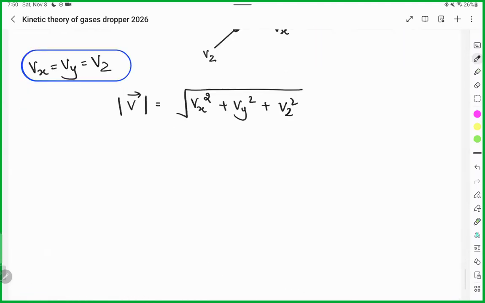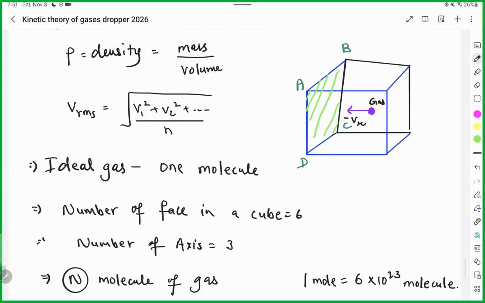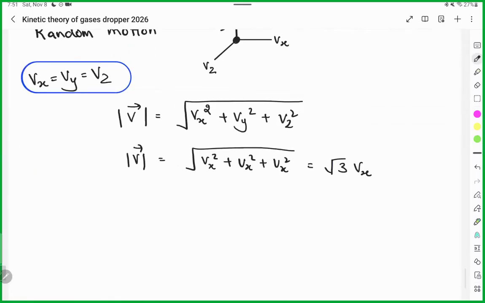Any doubt? So in this case, when Vx, Vy and Vz are the same, can we say the average velocity will be Vx square plus Vx square plus Vx square, because all three velocities are the same? So can we say it will be root 3 Vx? It is your choice. You can take vx, vy or vz, all are the same. Because I am considering that the gas particle is going in the vx direction, I took vx. You can take anything, y or z, it is your choice. Any doubt here?